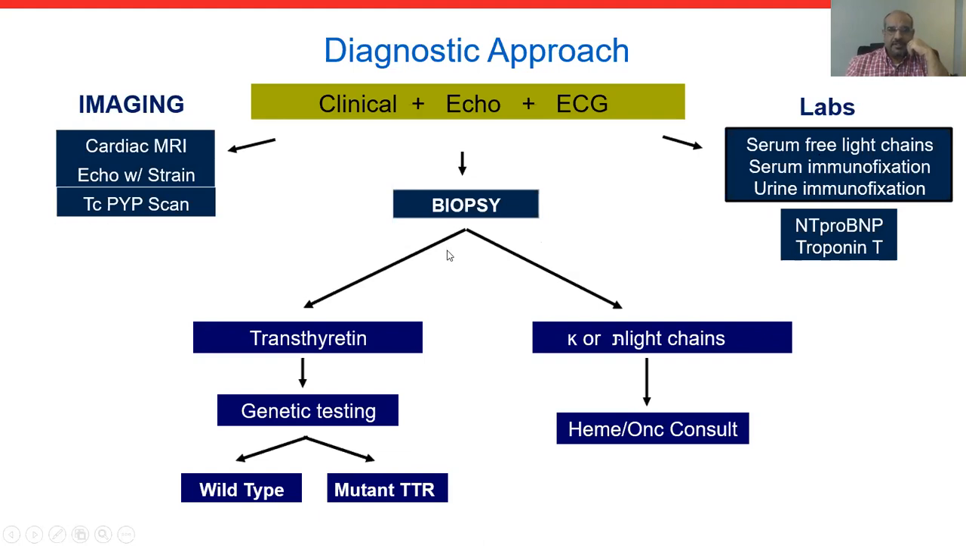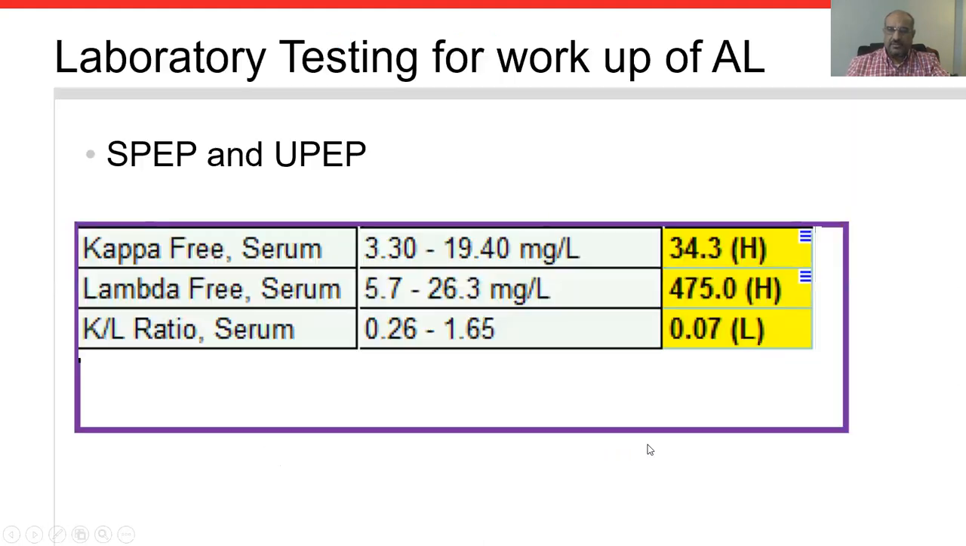Biopsy for the transthyretin, usually we don't need biopsy, we just need the imaging, and then we do the genetic testing, either the wild type or the mutant type by genetic testing. And then to complete the lab, we should have the lambda and the Kappa light chains, and then transfer the patient to hematology and oncology consult.